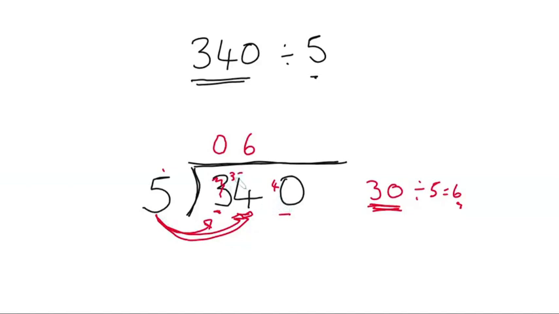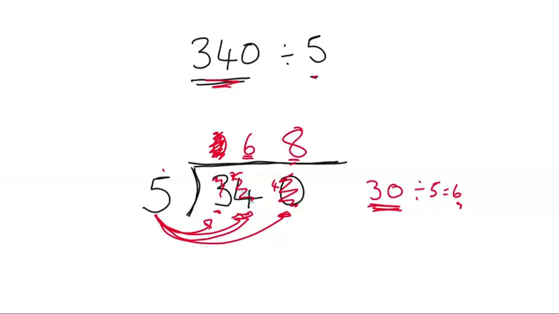So we've done that one. Our next question is, what is 40 divided by 5? 5 goes into 40 8 times. So we pop our 8 here, and then we've done that bit as well. So 5 goes into 340 68 times. This 0 we don't need, because it's a 0 at the start, we don't even need to look at that. It goes into 340 68 times.